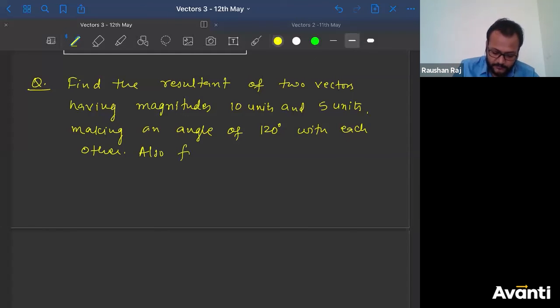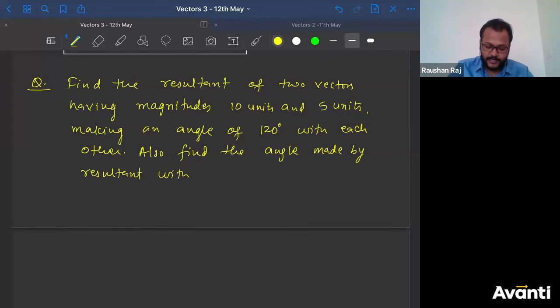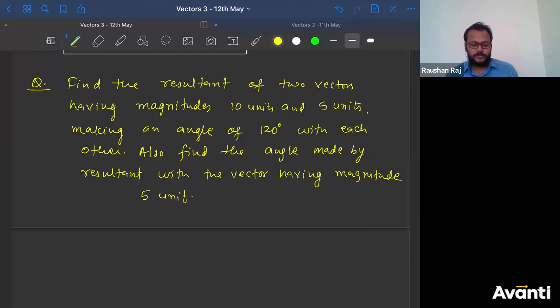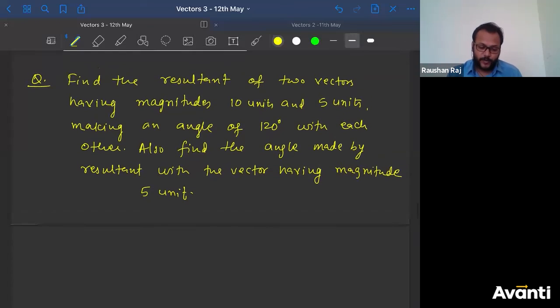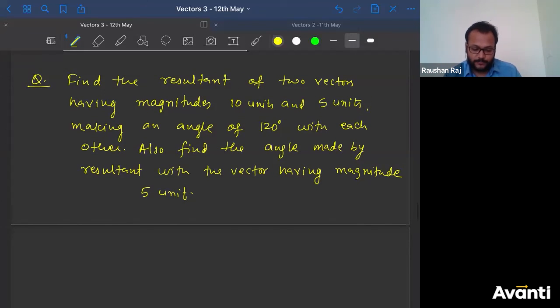Also find the angle made by the resultant with the vector having magnitude 5 units. So there are two things that you have to get. First, the resultant of two vectors, the magnitude, okay? And second, you have to get the angle made by the resultant with 5 units, okay?